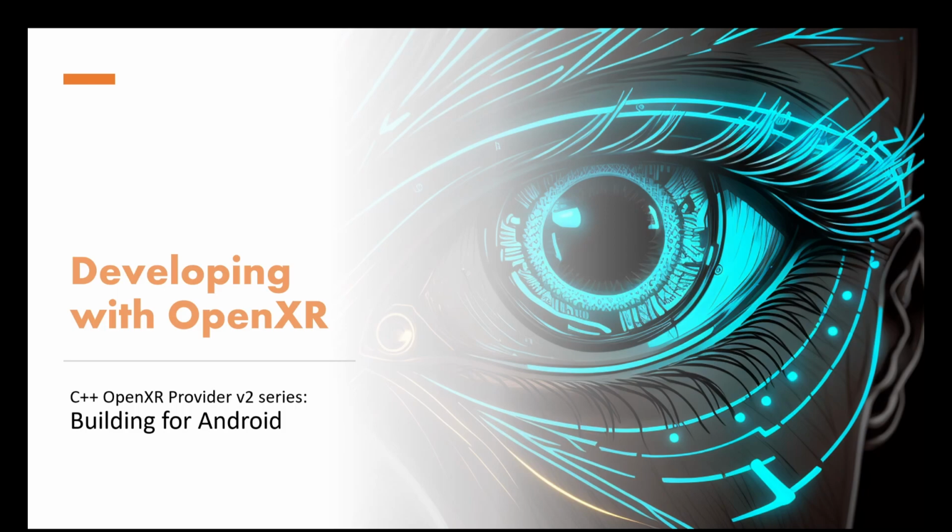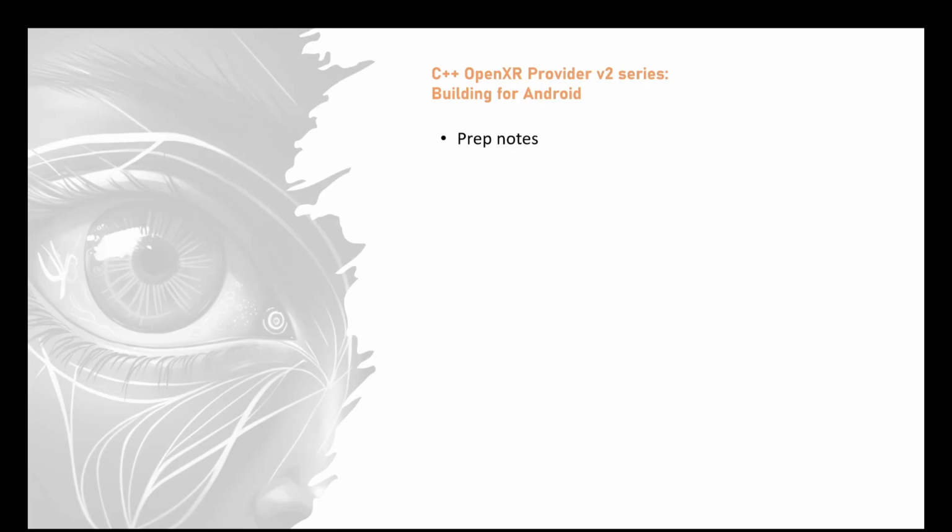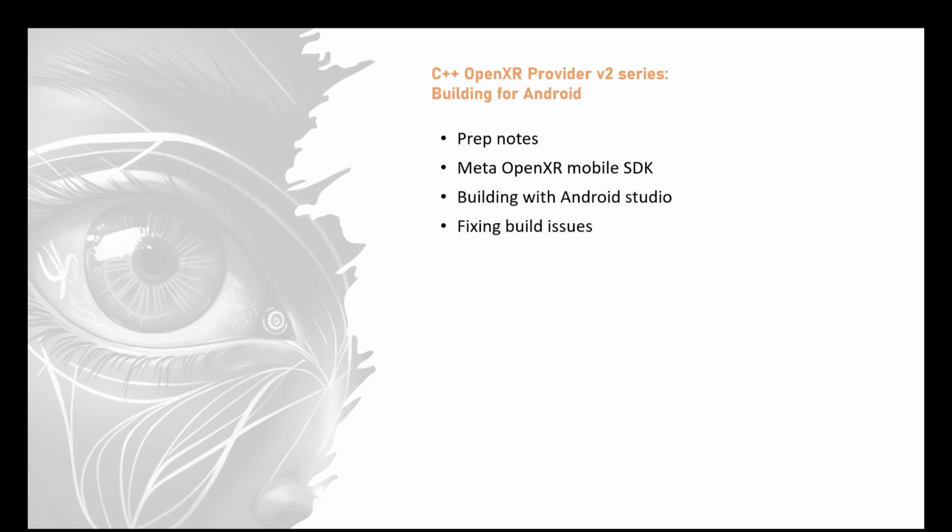On the last video, we looked at building for PC, so in this one, we're going to look at building for Android. First off, we're going to cover just a bit of prep and prerequisites. We did have some prerequisites on the first video in this series, so have a look at that specifically for Android Studio if you haven't already. We're also going to look at the Meta OpenXR Mobile SDK, which we're going to be using for this tutorial, and then off to building with Android Studio. I've intentionally left some issues with the initial build here, so we can cover that as well. All right, so I guess let's get on with it.